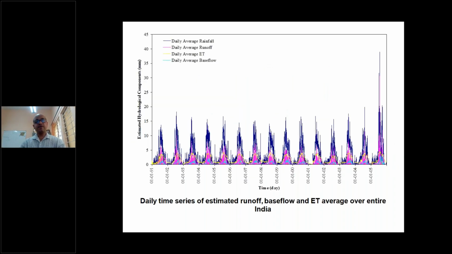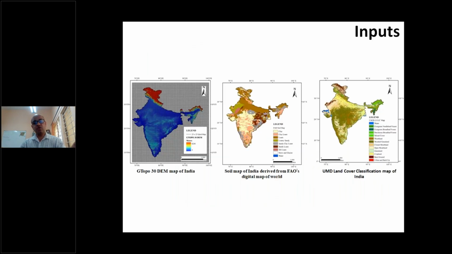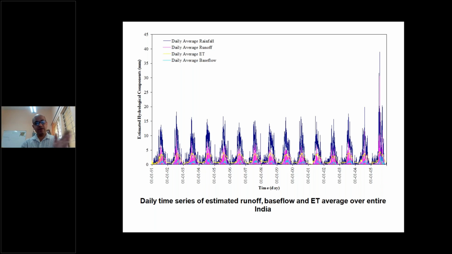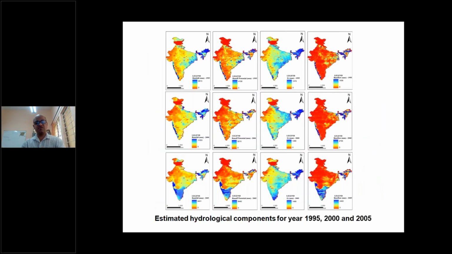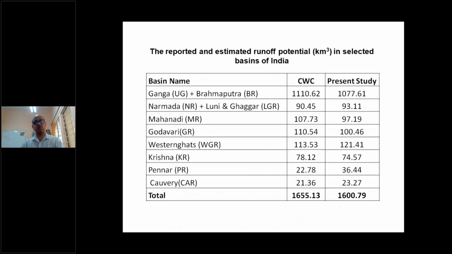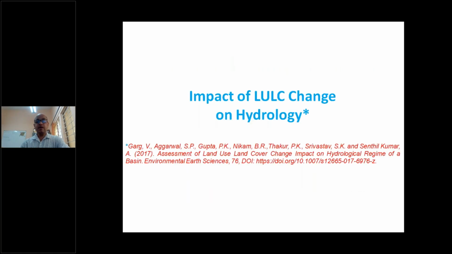What we did was assess the surface water potential, or the impact of climate change or variation in meteorological properties, on entire India, covering all the basins. This is how it looks for 95, 2000, and 2005, and the water potential assessment done through this study matches almost equal with the CWC's assessment.